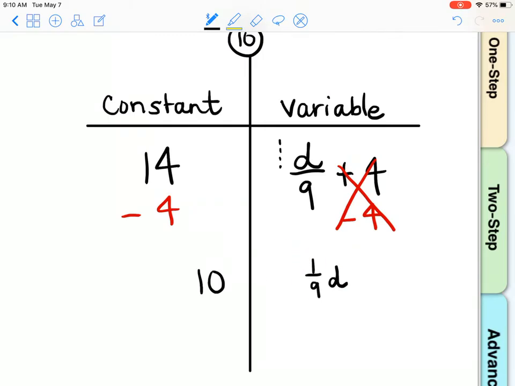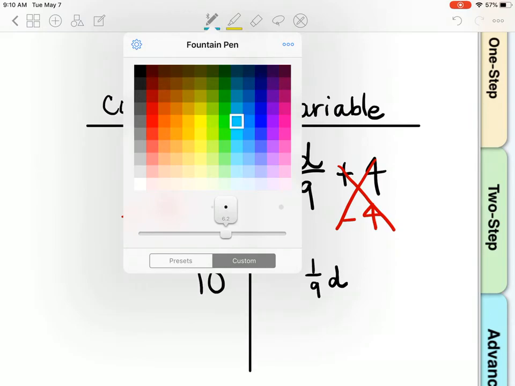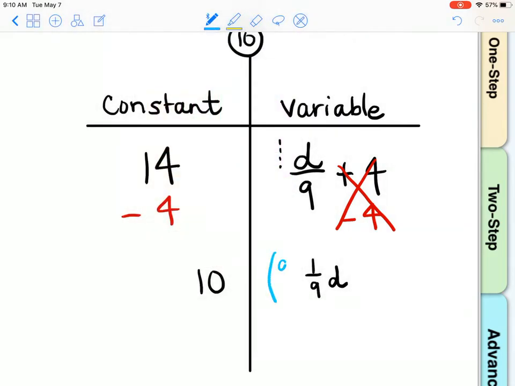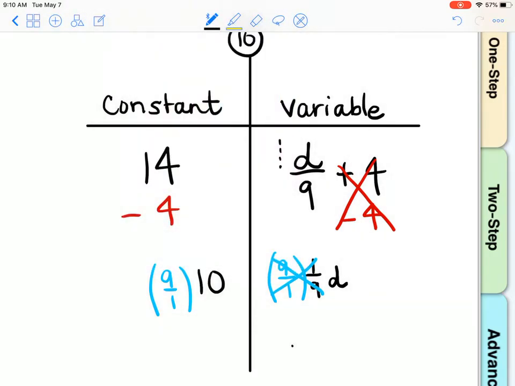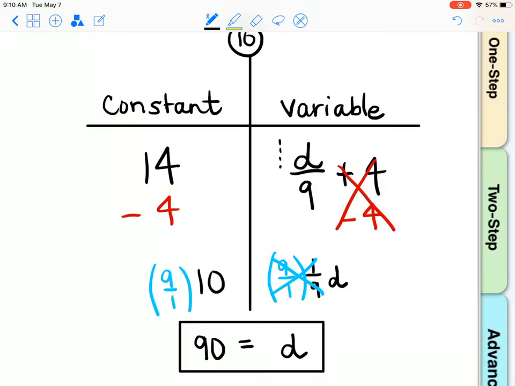Okay, so let's move our fraction, and to do that we use a reciprocal. Cancel and cancel. So we're left with d, and then 9 over 1 times 10 gives me 90 on the constant side. So this equation is finished. It's solved. And the solution is 90.